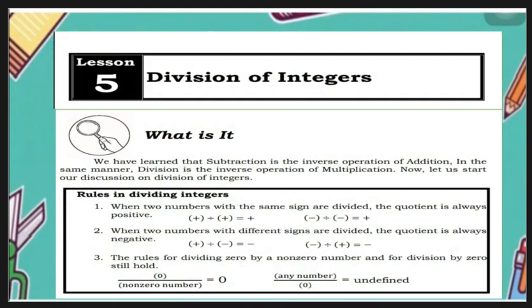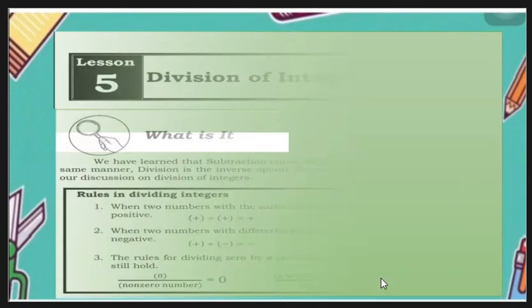Now, rule number 3, the rules for dividing 0 by a non-zero number and for division by 0 still hold. So 0 divided by any non-zero number, the answer is always 0. But any number divided by 0 is undefined.